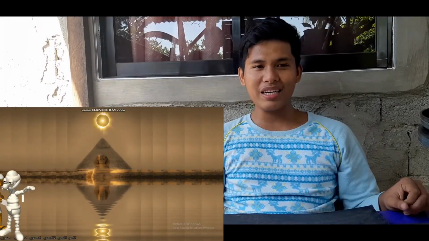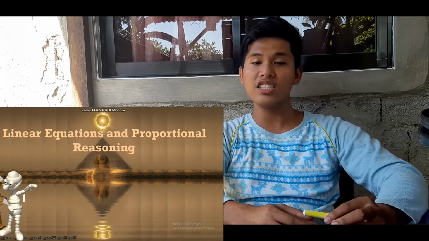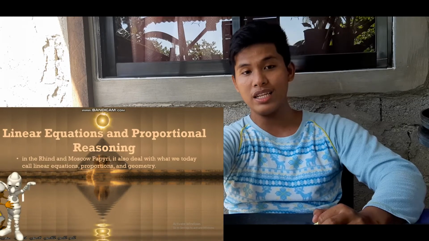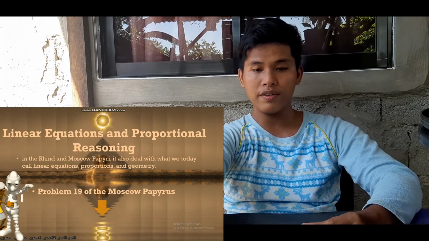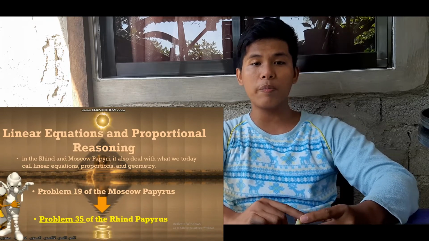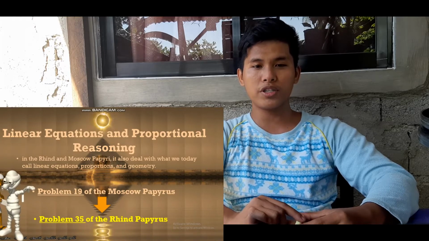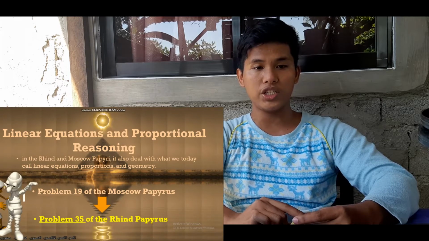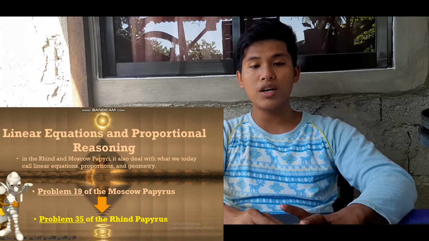Hello guys, I am back and we are going to continue the topic, and this topic is linear equation and proportional reasoning in ancient Egypt. This topic also contains problem 19 of the Moscow Papyrus and problem 35 of the Rhind Papyrus. The Rhind and Moscow Papyri deal with what we today call linear equations, proportions, and geometry. I am going to discuss only the linear equation and the proportions. So first, problem 19 of the Moscow Papyrus.